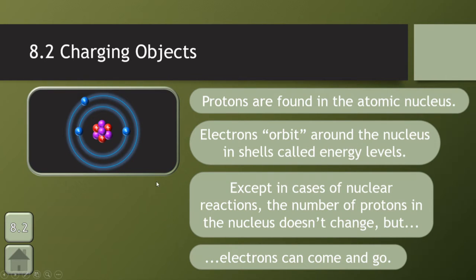Now, because the protons are locked away inside the atomic nucleus, their number doesn't really change, except in the case of nuclear reactions, but that's a whole other story. The number of electrons, however, can increase or decrease. Atoms can gain electrons from other sources, or they can lose electrons. So once again, the number of protons is pretty much a fixed number, but the number of electrons can increase or decrease.